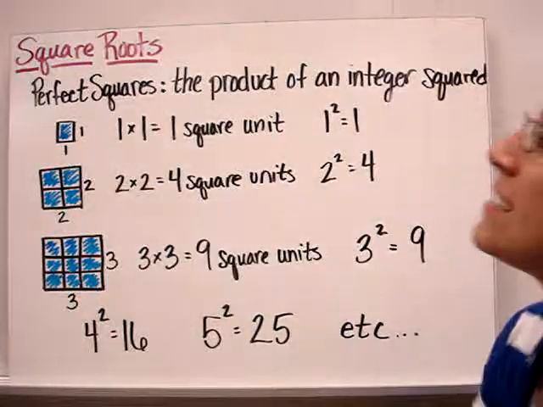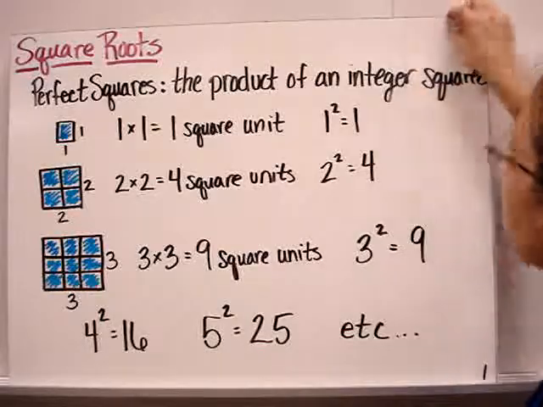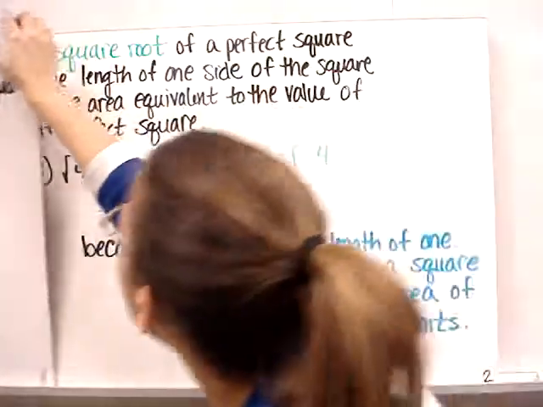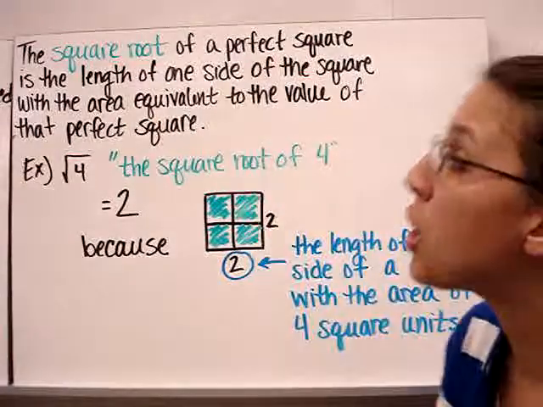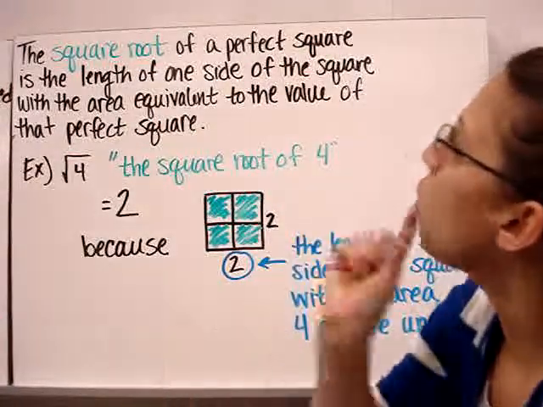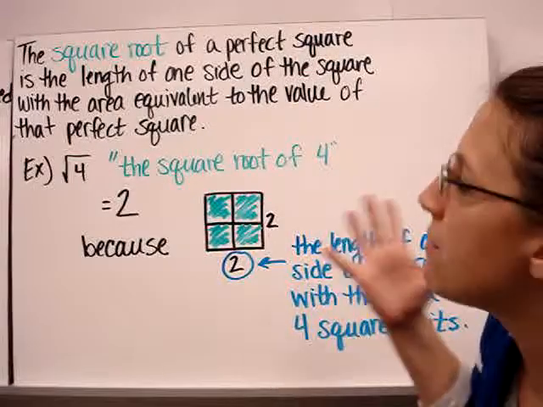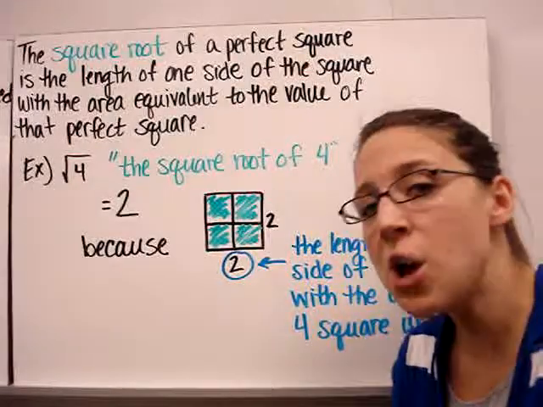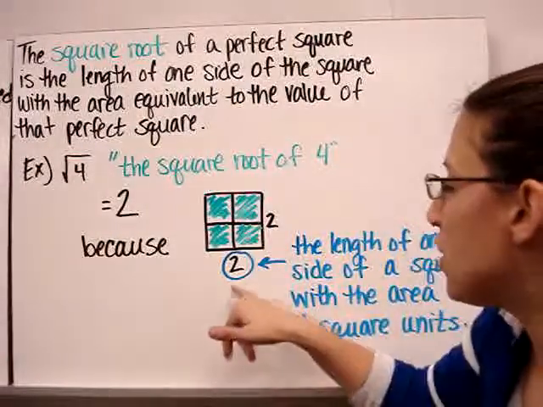Anyway, so that is the definition of a perfect square, and it's going to really help us understand square roots. So, what is a square root exactly? Well, the square root of a perfect square is the length of one side of the square with the area equivalent to the value of that perfect square. So if I had a perfect square with an area of 4 square units, they're 2 by 2.